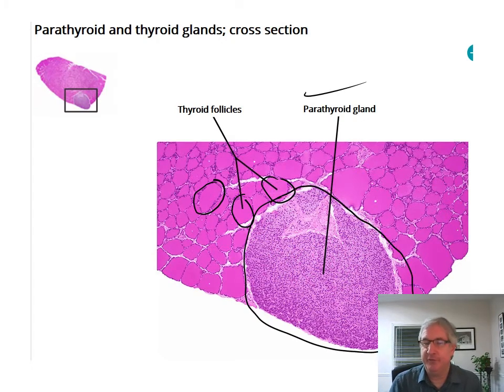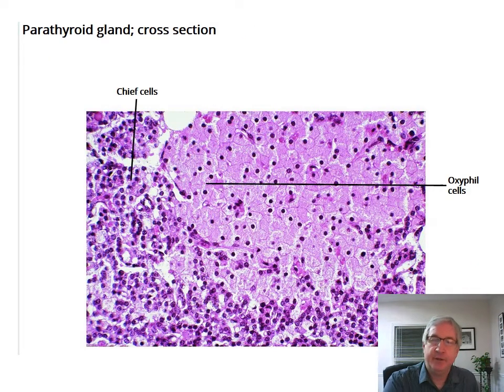And it's composed of chief cells and oxyphil cells. On the next slide, we'll see those. So here's the chief cells. Those are smaller cells, not as much cytoplasm around them. They're closely crowded together. And they have the oxyphil cells over here. And you can see those are larger cells.